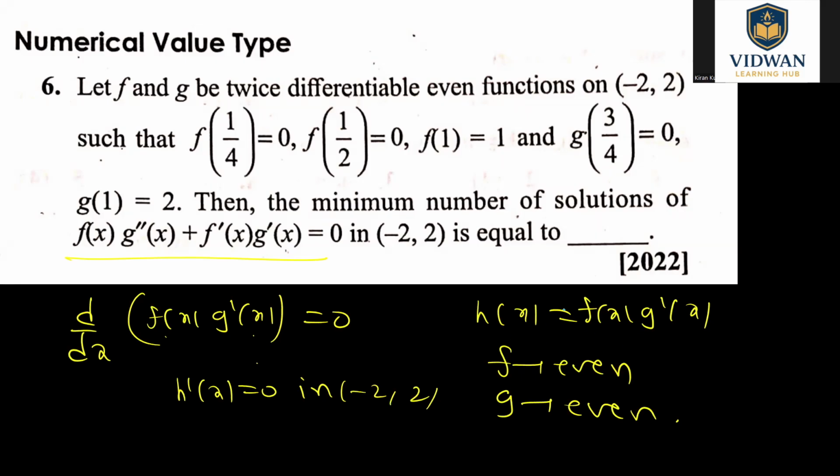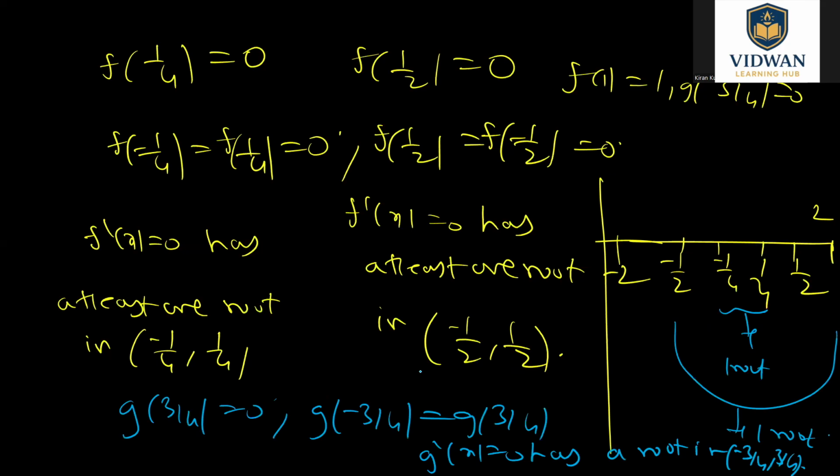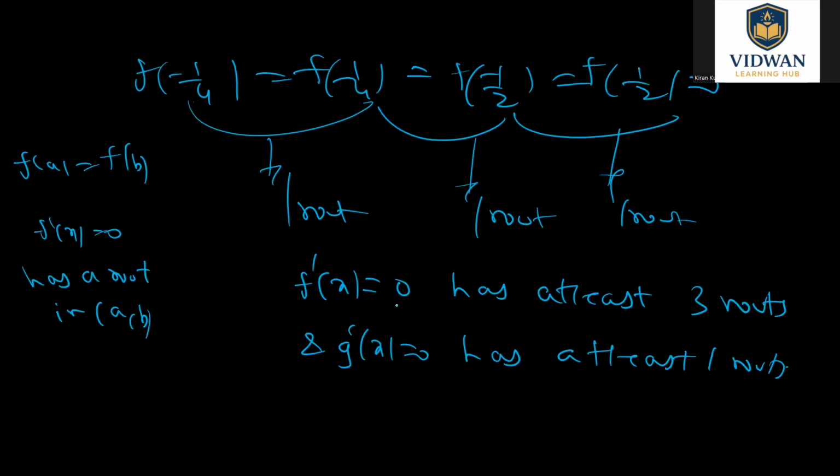So what will you conclude about the number of roots for h of x? I conclude about f of x or f dash x. For g, which condition do I use? Because if g of a equals g of b, g dash x will have a root. So I'm talking about f dash x into g dash x here. So if I have to write, f dash x into g dash x has 4 roots, at least 4 roots.